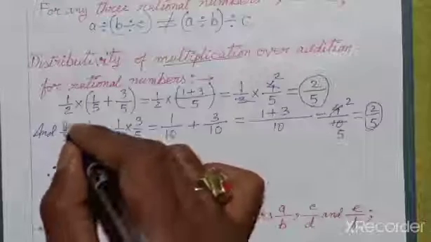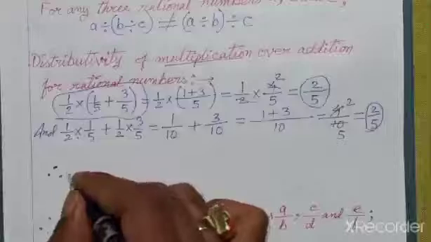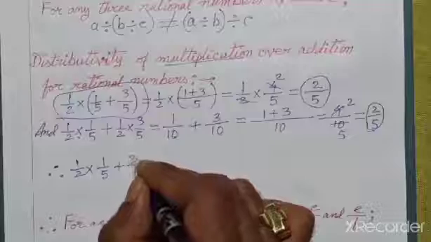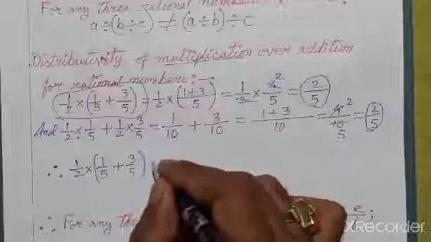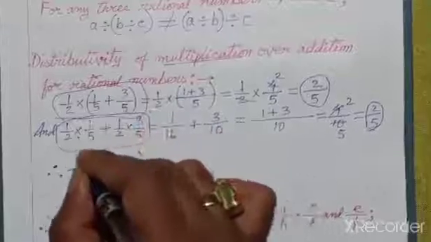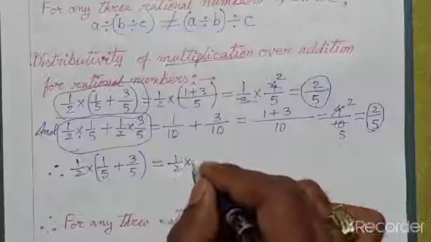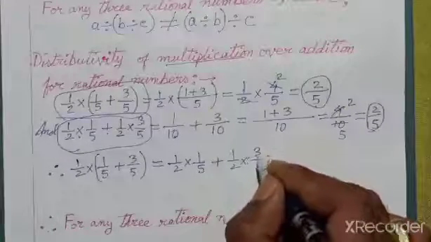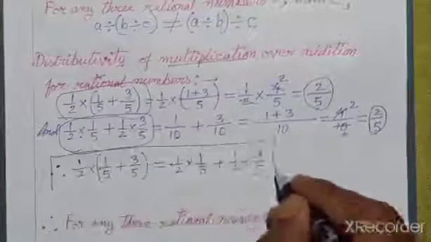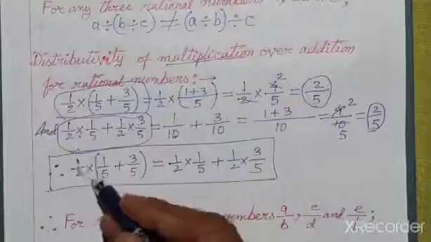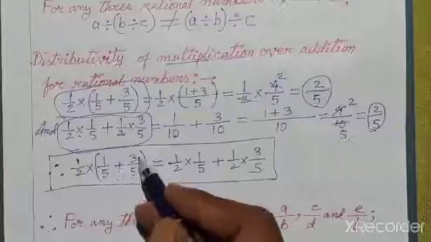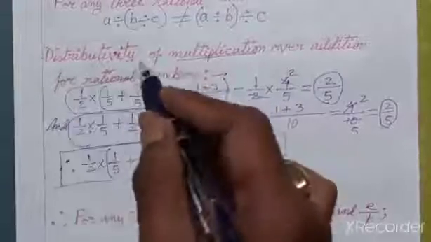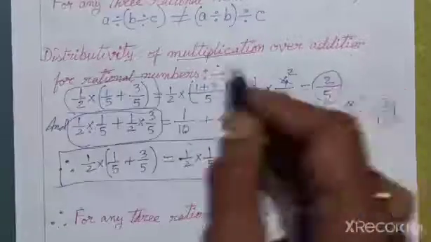Therefore, 1 by 2 into the bracket 1 by 5 plus 3 by 5 is equal to 1 by 2 into 1 by 5 plus 1 by 2 into 3 by 5. Here we see that this is 1 by 2 into, in the bracket, 1 by 5 plus 3 by 5. So this property is distributivity of multiplication over addition for rational numbers.